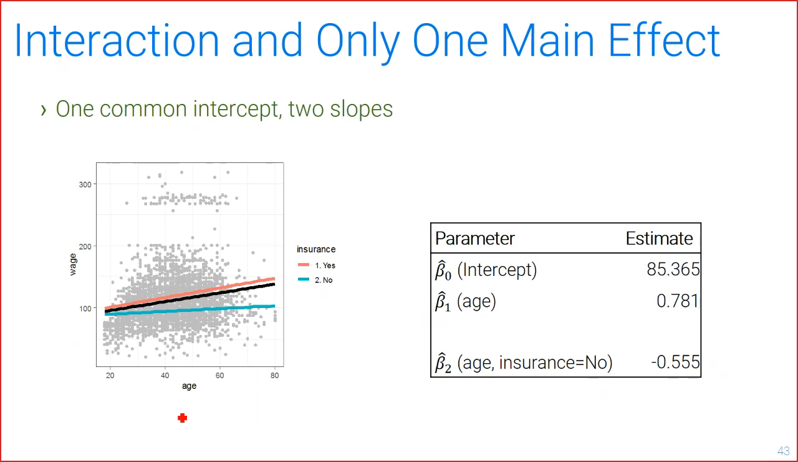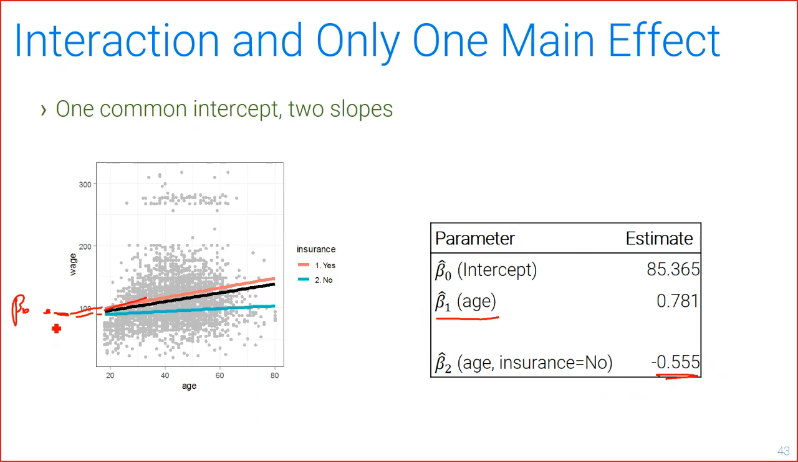You can enforce this in the model by saying both of them are going to cross in the same point. This is going to be beta 0. And then we're going to have one slope for the first group, for the red line, and a deviation for the second line, which is group no. Again, this is something that if it makes sense, given the domain knowledge you have about the problem, you can enforce it into the model. You could say, let's have only one intercept and two slopes.